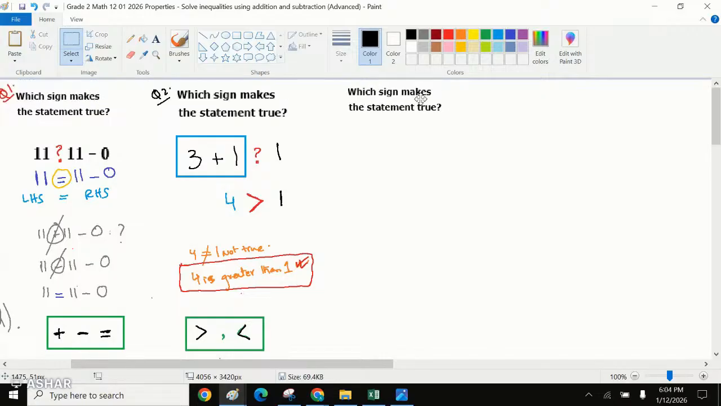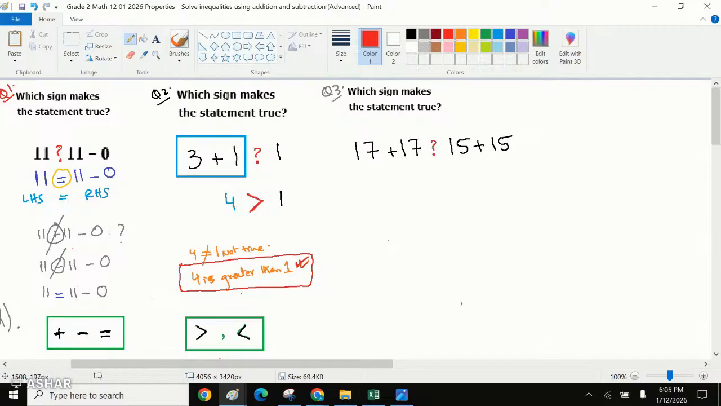Any questions? Okay, let's move on to the next question. Question number 3. The question number 3 says, which sign makes the statement true? Okay, and the question we have is 17 plus 17, and we have 15 plus 15. Okay, and we have a missing sign in the middle.